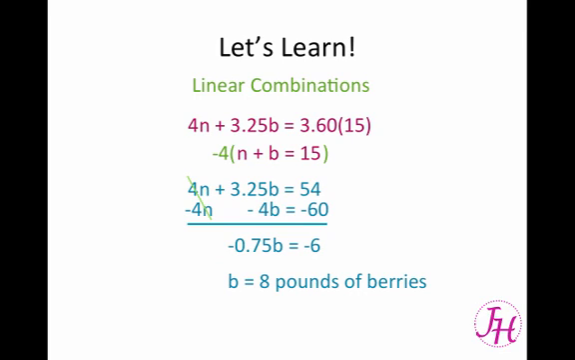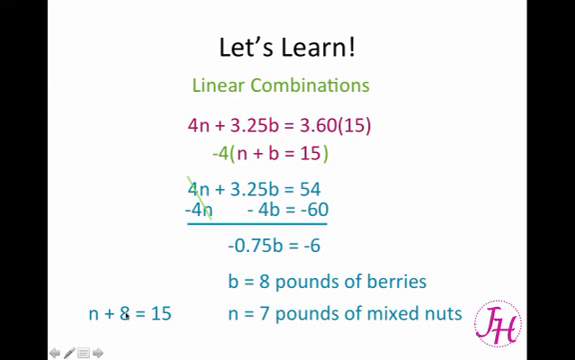And then just like in substitution, you plug that back into one of your original equations, and you solve and get n equals 7 pounds of mixed nuts. So these are the three ways you can solve a system of equations. You have graphing, substitution, and linear combinations.